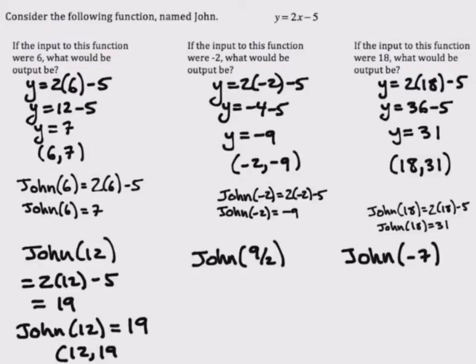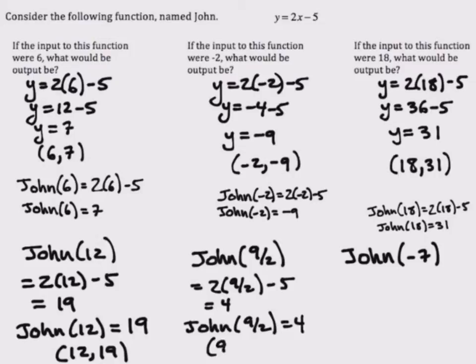I just want us to be very comfortable going back and forth between ordered pairs and function notation. Our second question asks us, please find the output when the rule John is applied to the input 9/2, or simply said, John of 9/2. Same idea. 2 times 9/2 minus 5 for a grand total of 4. So we might say John of 9/2 is 4, 9/2 comma 4 being the ordered pair.